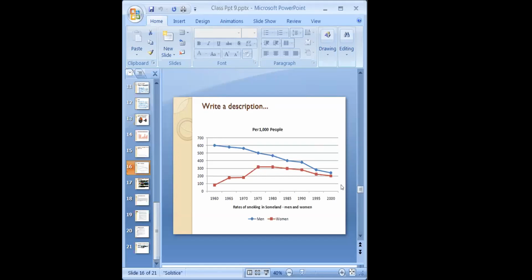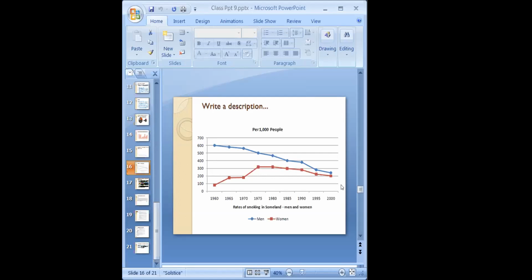1975 is important. But 1975 to 2000 is not really very significant. So what you can do is summarize the information in those places. Do not describe each and every point. Instead, just like I did just now, try to identify the key features in this graph.